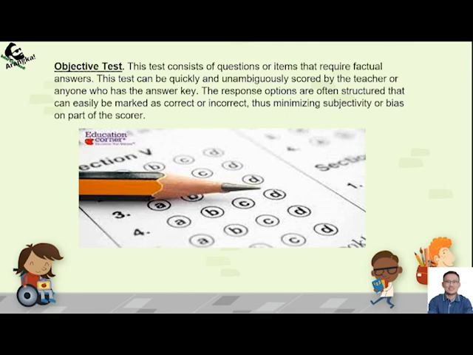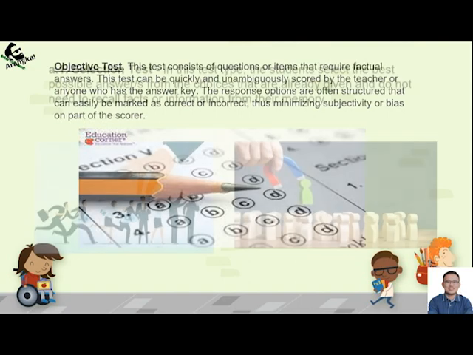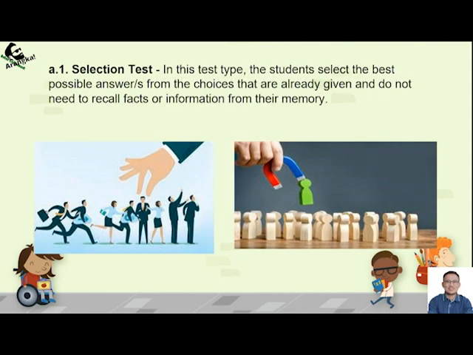The response options are often structured so that they can easily be marked as correct or incorrect, thus minimizing subjectivity or bias on the part of the scorer. Right? So if the answer is A, it cannot be turned into B. If it is C, it cannot be turned into D. Right? So it's objective. The next is selection test.